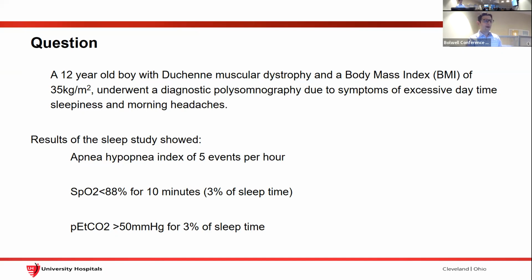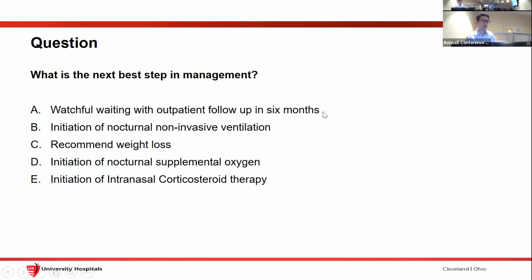So we'll start off, and I'll ask one of the fellows to volunteer an answer, but I'll read the question out loud. A 12-year-old boy with Duchenne's muscular dystrophy and a body mass index of 35 underwent a diagnostic polysomnography due to symptoms of excessive daytime sleepiness and morning headaches. The results of the sleep study show an AHI of 5 events per hour. SpO2 was less than 88% for 10 minutes, which was 3% of sleep time. The end-tidal CO2 was above 50 millimeters of mercury for 3% of sleep time. So what is the next best step in management?